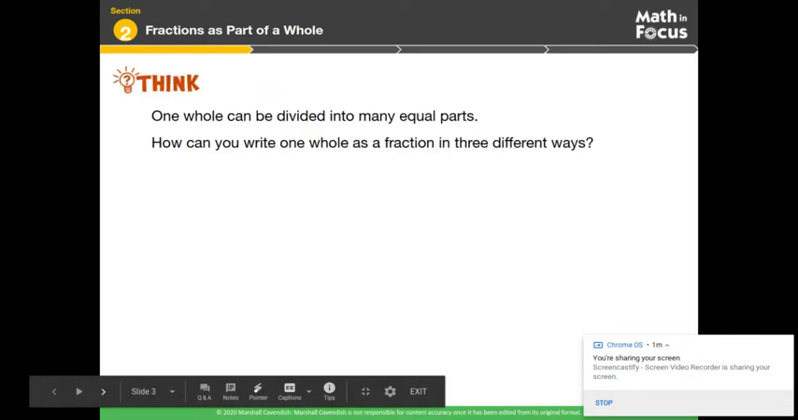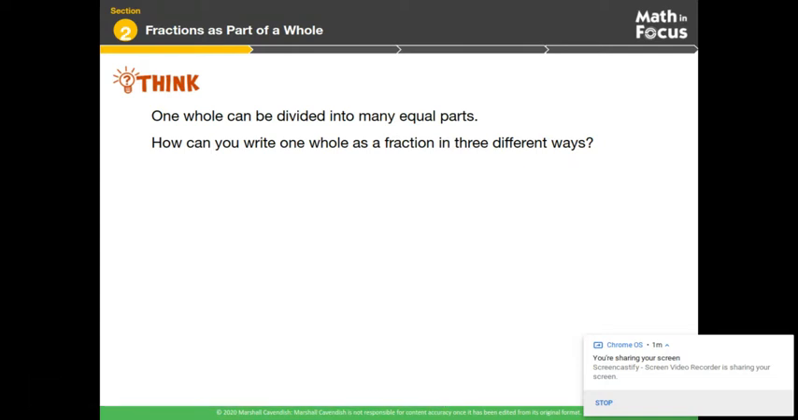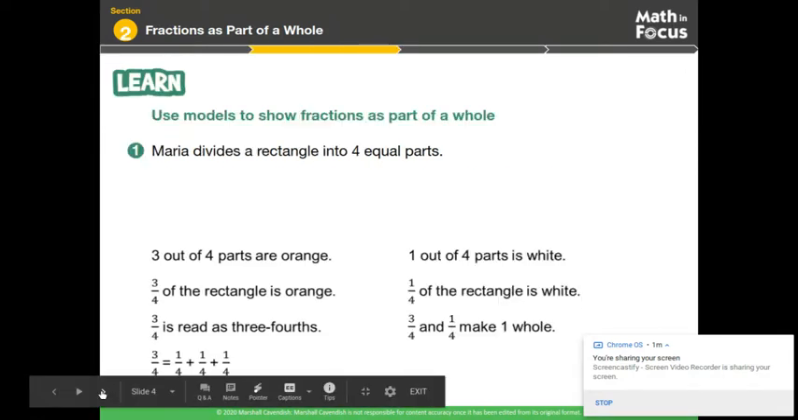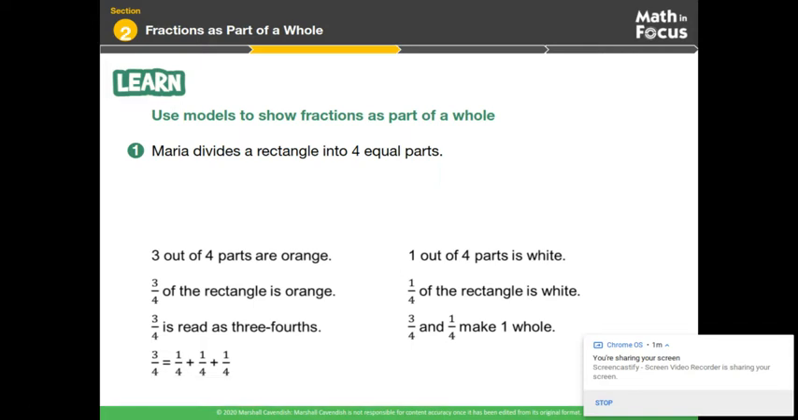Think about this. One whole can be divided into many equal parts. How can you write one whole as a fraction in 3 different ways? I'm hoping that when we're done, you'll be able to answer this question, so we'll revisit it. First things first. You can use models to show fractions as part of a whole.